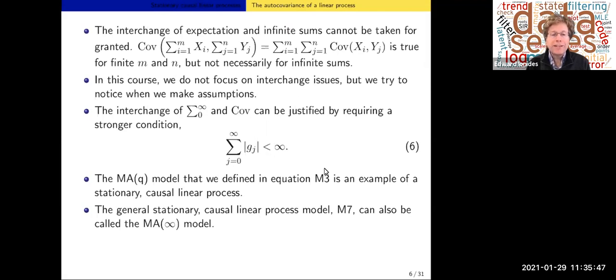So we've seen that an MA(q) model is an example of a stationary causal linear process. It's one where beyond some point, all the GJs are 0. And so as I just mentioned earlier, if you look at that general equation defining the stationary causal linear process, it looks like an MA infinity model. That would be a reasonable name for it, and that's something it's often called.